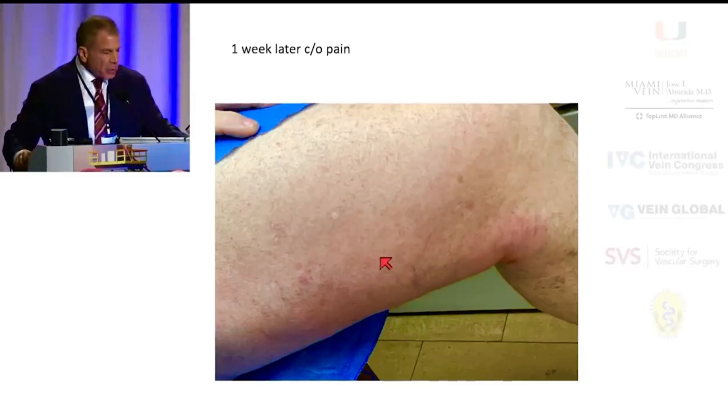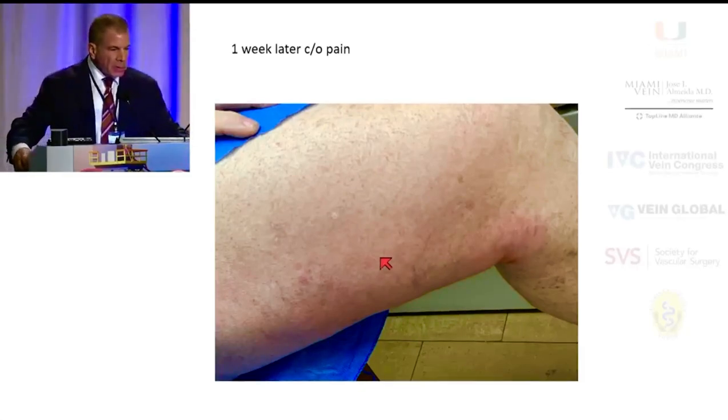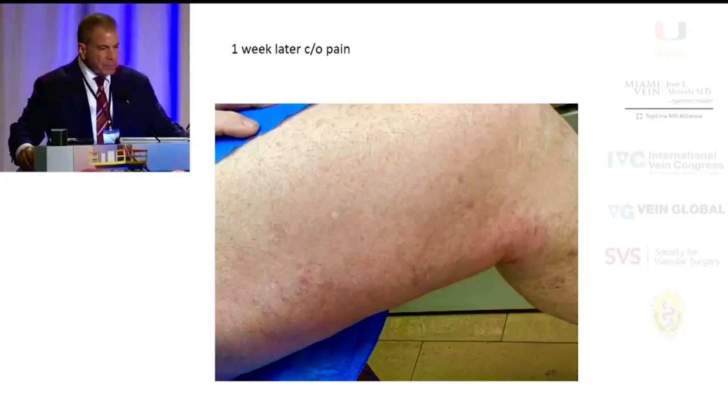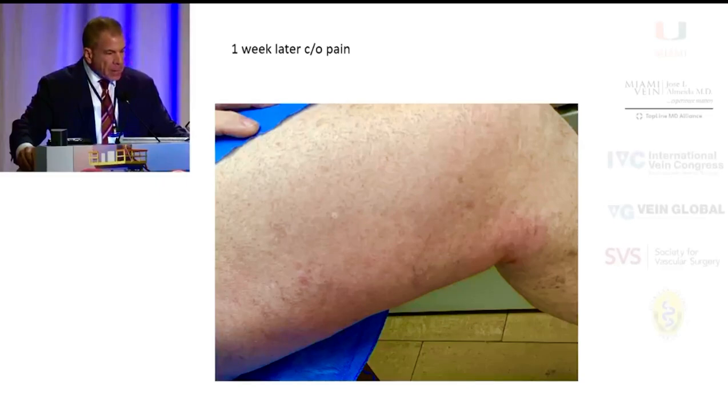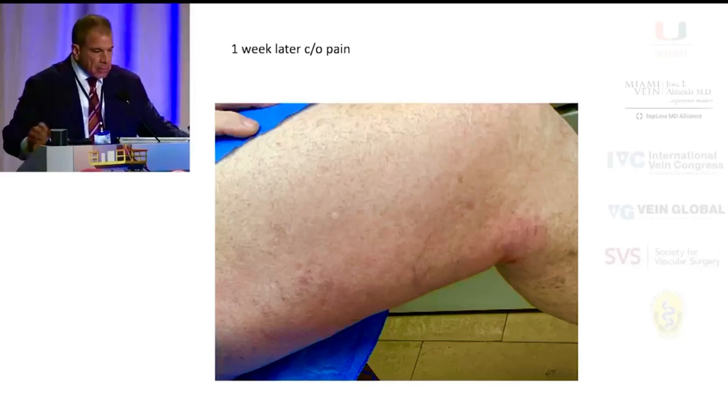So, Ed, what are you thinking here? What would you do? Well, I would definitely scan it to make sure there's no DVT or anything else. That looks like a thrombophlebitis of the vein, just inflammation. I would probably treat it symptomatically, like with heat, stockings, walking, and just reassure them that it will resolve.